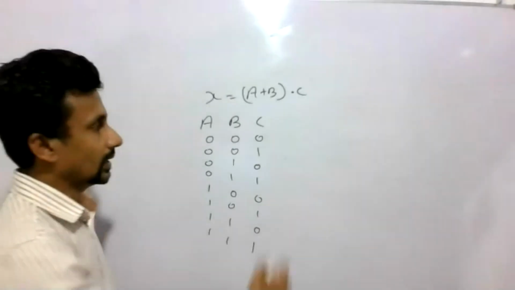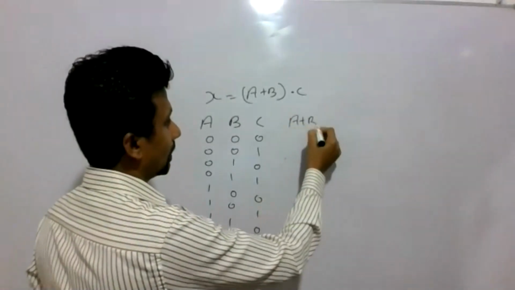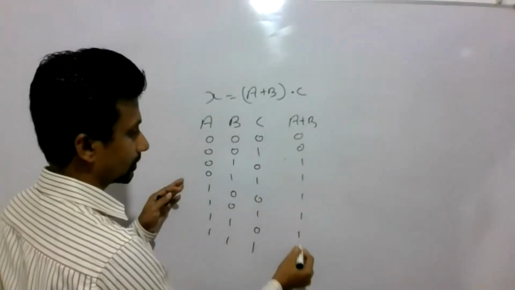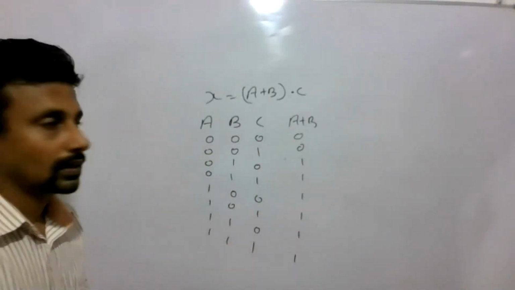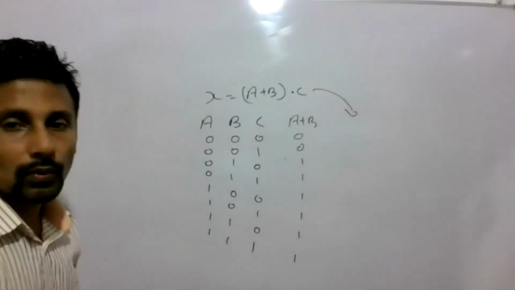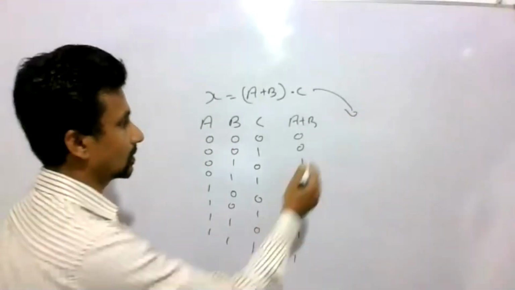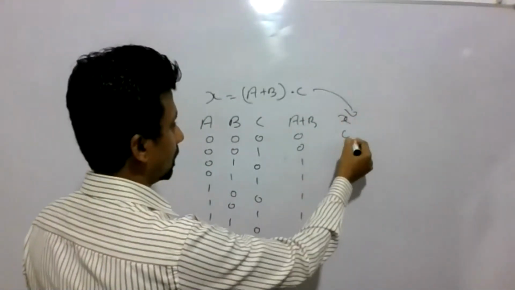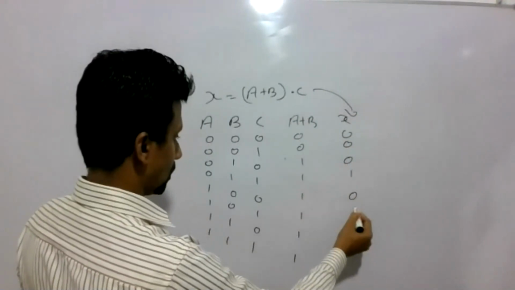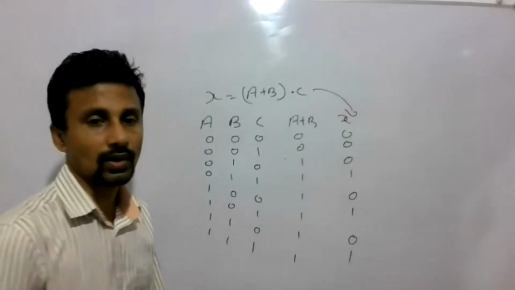Then A plus B. You have to check the A plus B. These two: 0, 0, 1, 1. Then the final output: this part and the C with the AND gate. So here you get 0, 0, 0, 1, 0, 1, 0, 1. This is your output, right?